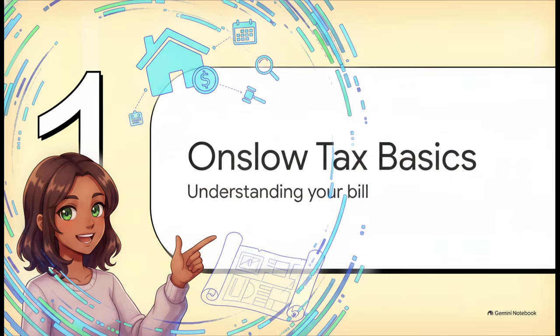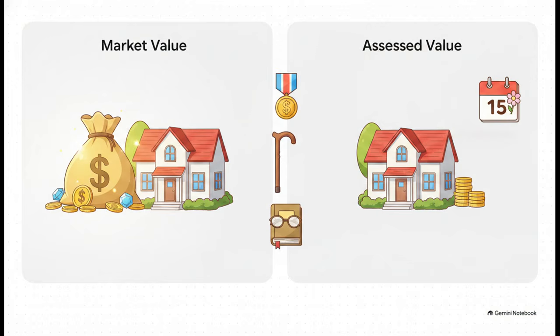Section 1. Onslow Property Tax Basics. Right off the bat, there's a totally critical difference we need to clear up between market value and assessed value. Market value is basically what your house might sell for on the open market today. But the assessed value, that's the actual number multiplied by the local tax rate to figure out your bill. The assessed value is simply the market value minus any applicable exemptions you might qualify for, like a senior citizen, veteran, or disability exemption. Assessment notices usually arrive in the mail around mid-April, and understanding this distinction is the very first step to truly grasping what you owe.